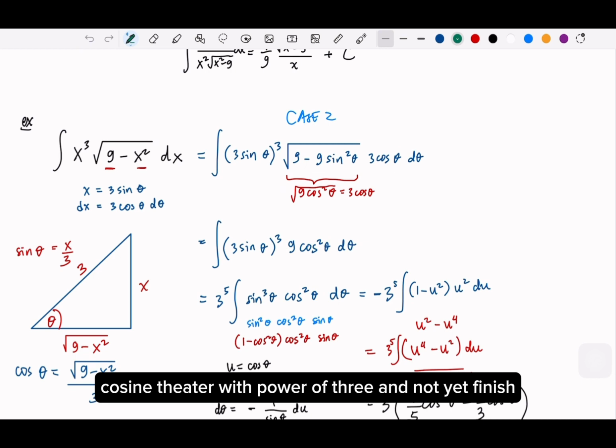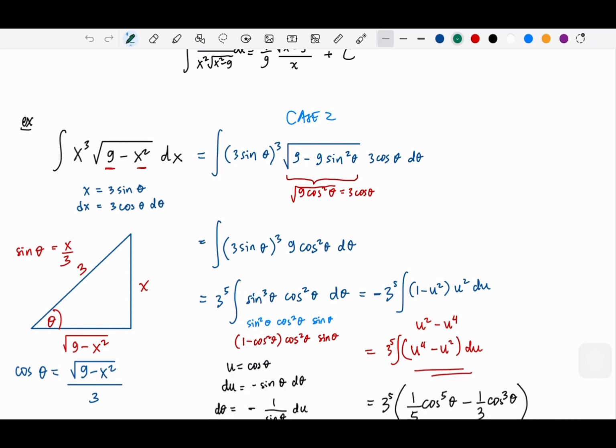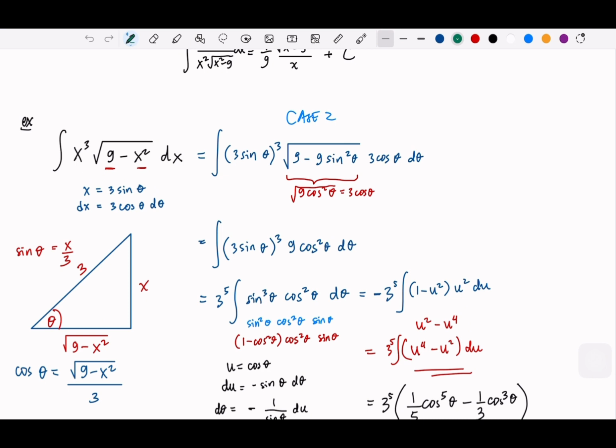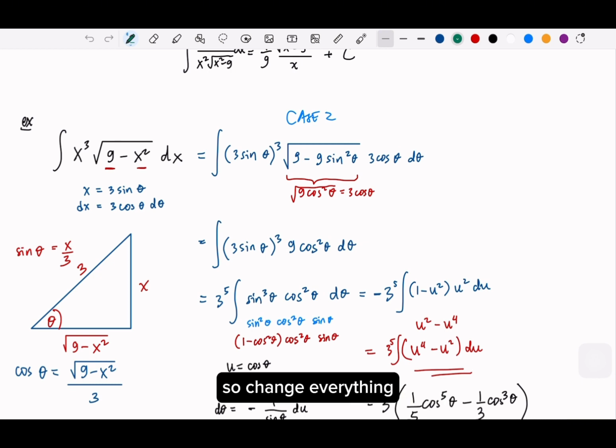And not yet finished. We are going back to these relations. So going back to our triangle here, sine theta is x over 3. So x over 3, right? And this will be square root of 9 minus x squared. So cosine will be this over 3, right? So change everything.